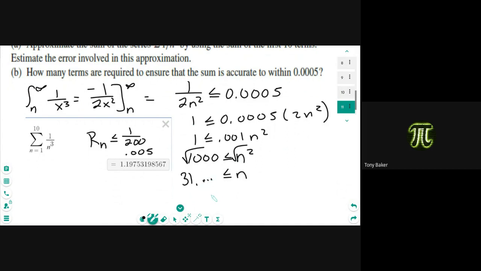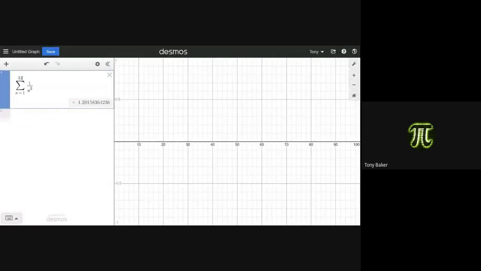So 31 point something. I don't want the point something, since that would be less than, right? So n has to be 32. So I'd have to add up the first 32 terms to have my answer accurate within 3 decimal places. So if I go 32 terms, I now have my answer as 1.201.